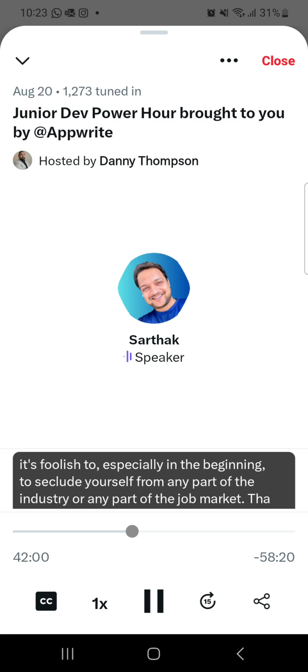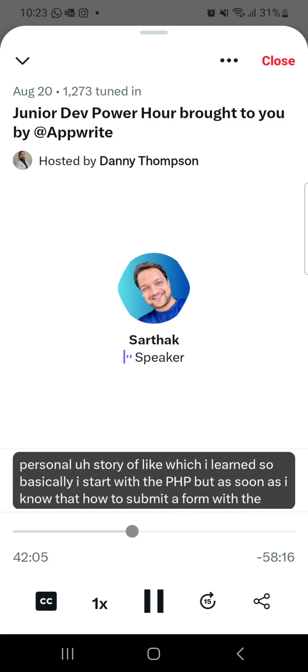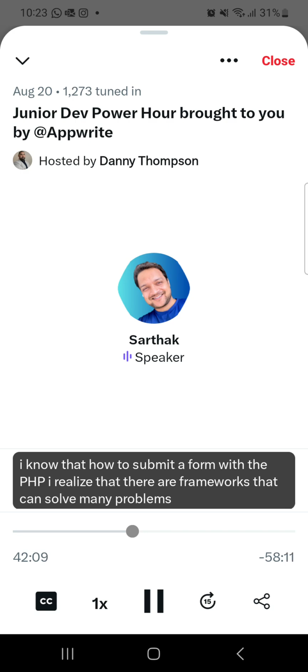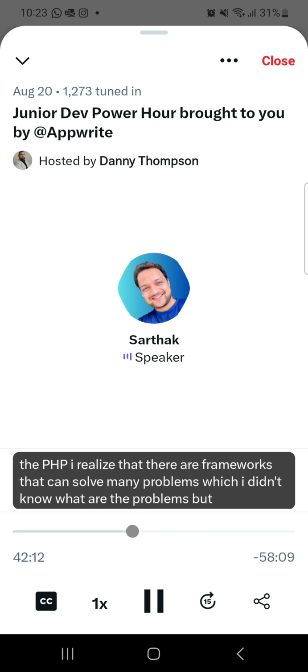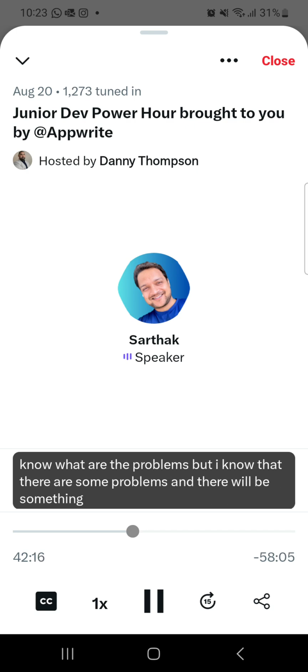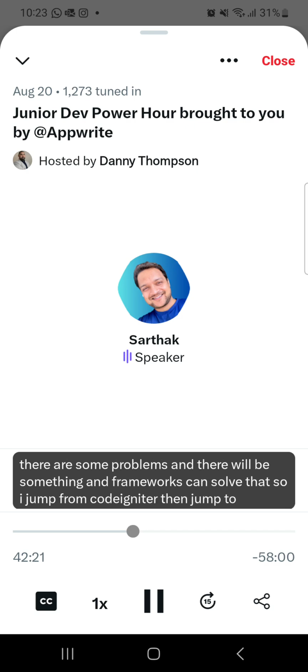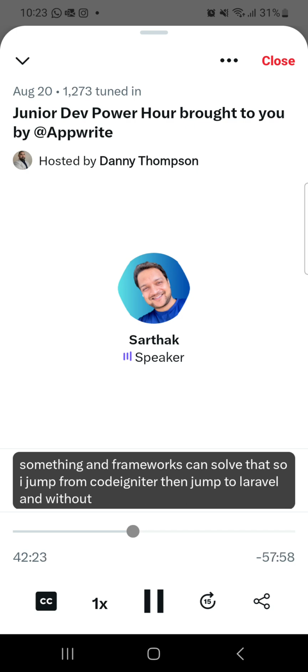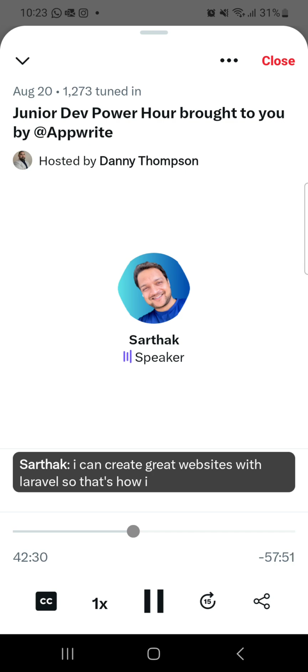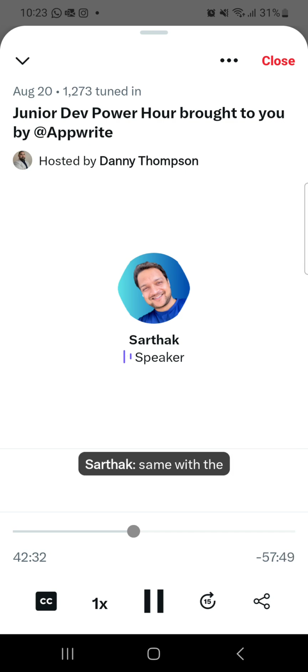Basically, I started with PHP, but as soon as I knew how to submit a form with PHP, I realized that there are frameworks that can solve many problems, which I didn't know what they were, but I knew there were some problems and frameworks could solve them. So I jumped to CodeIgniter, then to Laravel, and without knowing much about PHP, I could create great websites with Laravel. That's how I started, and same with JavaScript.